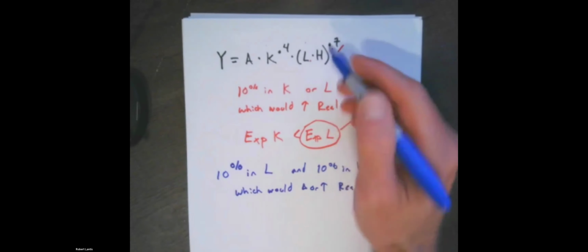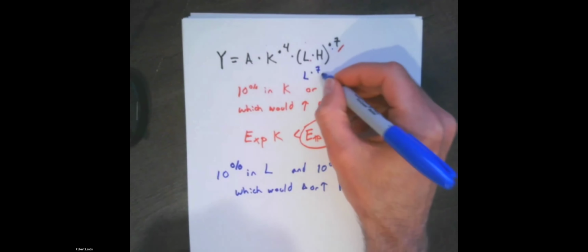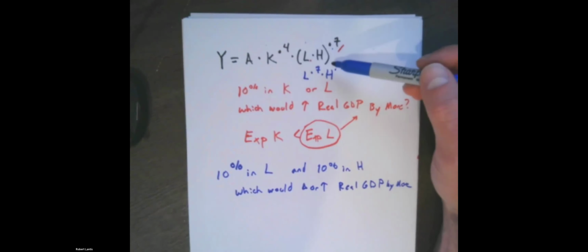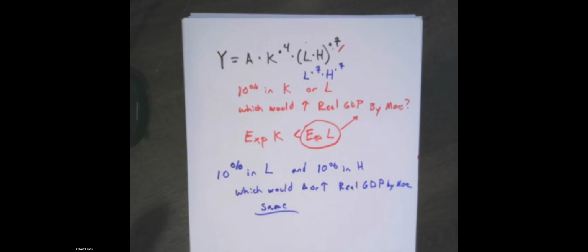Well, here, if I'm comparing labor to human capital, another way I could write this is actually like this. Right? So when we're comparing physical capital, labor, or human capital, we could compare those exponents. But notice, labor and human capital, at least in our production function that we're using for this class, have the exact same exponent. So which of these is going to cause a larger change in real GDP? The answer would be they would cause the same change in real GDP because they have the same exponent.